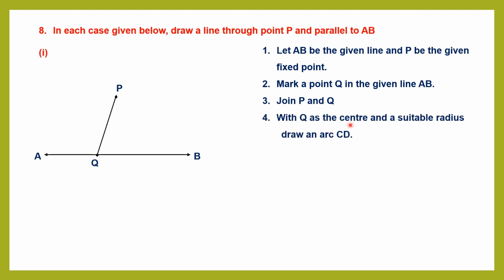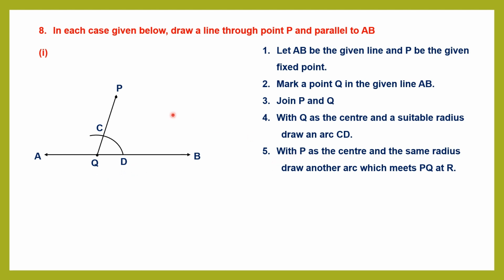Then with Q as the center and a suitable radius, draw an arc CD. So first take Q as a center. In your compass, take a suitable radius, any radius, and draw an arc. So we have drawn an arc. We're going to name it CD. C is where the arc meets this line, and D. So draw an arc CD. Now take P as the center and the same radius. Draw another arc which meets PQ. Keeping it here, draw another arc on the opposite side.